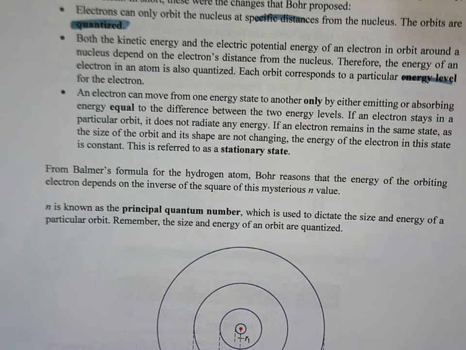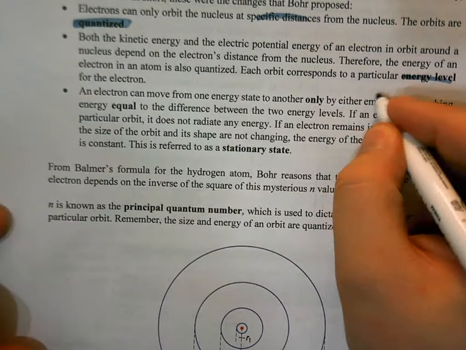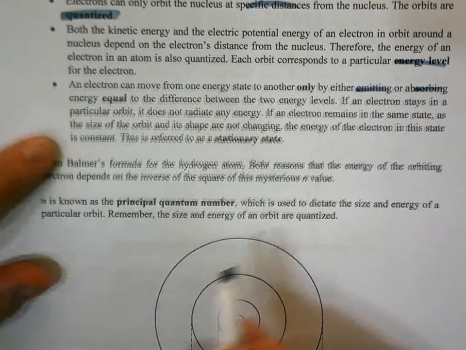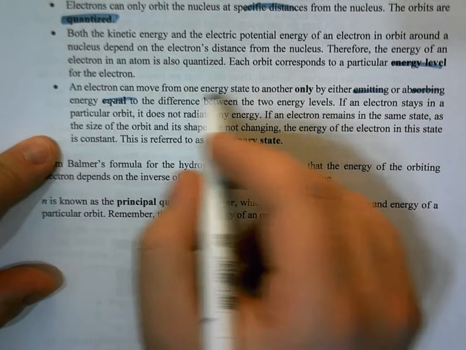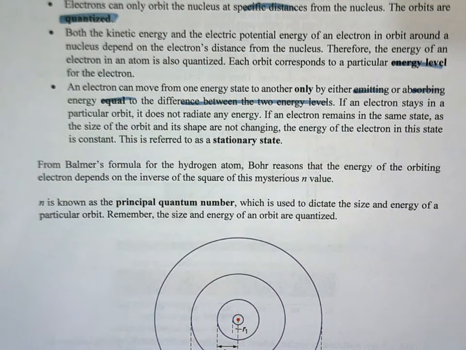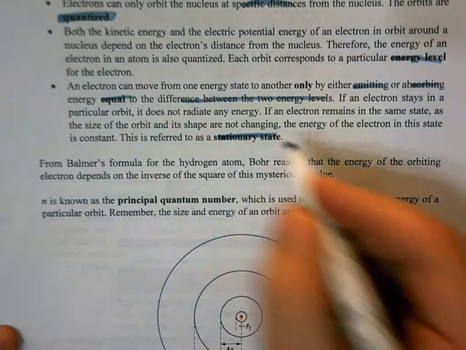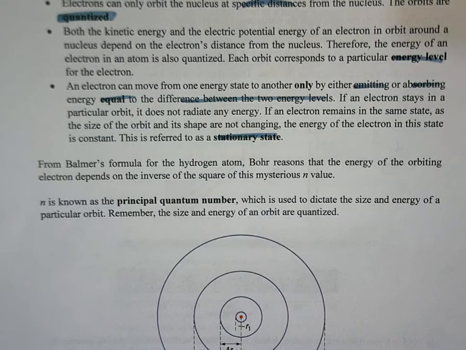And an electron can move between the states, but it can only do this by either emitting or absorbing a photon, and it has to have energy that is equal to the difference between the two energy levels. And that's what we're going to look at in a minute. If the electron happens to stay in a particular orbit, it will not radiate energy. And if it's staying in that same state, we're going to say it's in a stationary state because its energy is not changing, its distance from the nucleus is not changing.